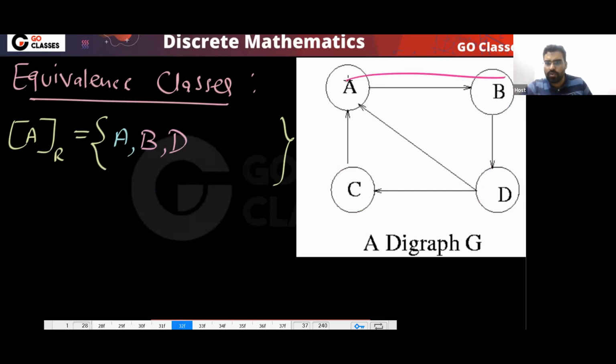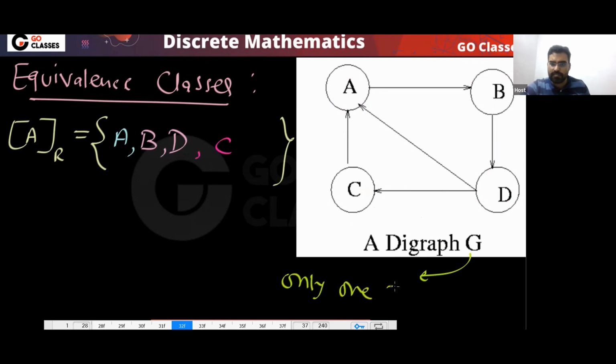You can go from A to D, C. There is a path from A to C, and there is a path from C to A. So finally, you will get only one equivalence class. For this graph, there is only one equivalence class.